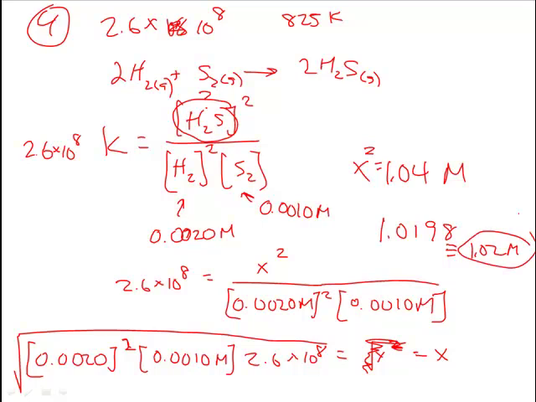The step most people forget is the equilibrium expression. They forget to square the H2S and square the H2. Most people remember to do the square root, except if you're Mr. Christopher. All right, next one.